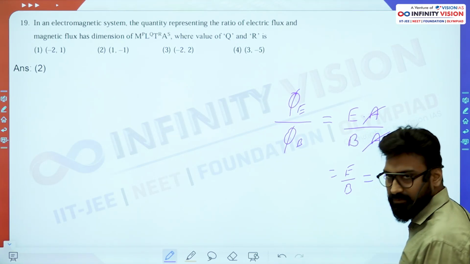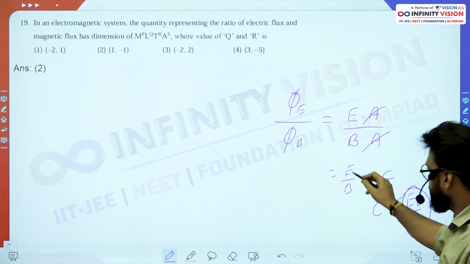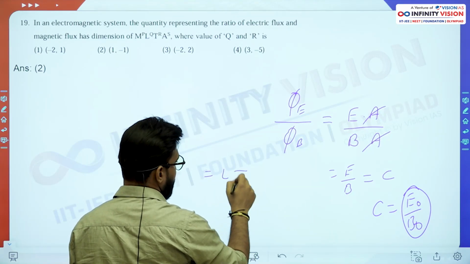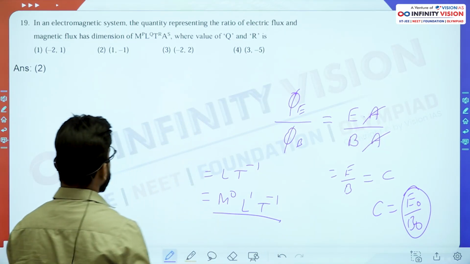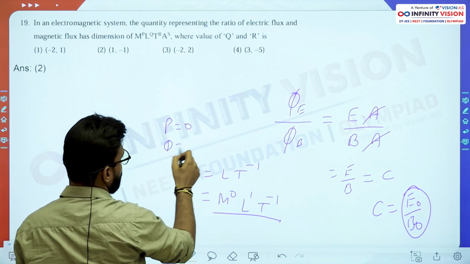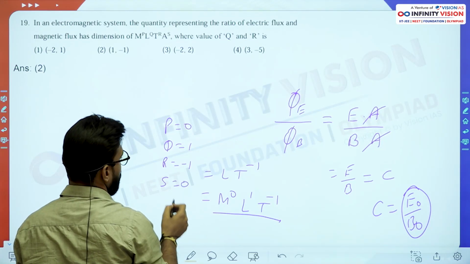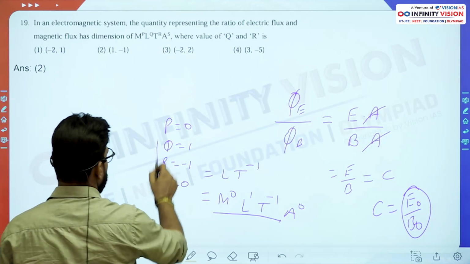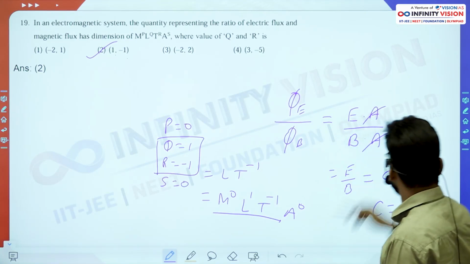So this is nothing but C, because C would have the dimension of E naught by B naught. So the expression E by B would have the dimension of the speed of light, which is L t minus 1. So you'll get M0 L1 t minus 1. This is the expression that we are getting. From this, P comes out to be 0, Q comes out to be 1, R comes out to be minus 1, and S comes out to be 0. A raised to power 0. So Q is 1 and R is minus 1. Which option is correct? The second, Q 1, R minus 1.